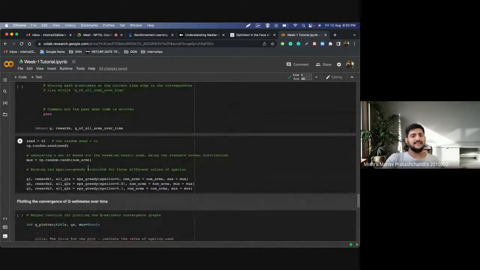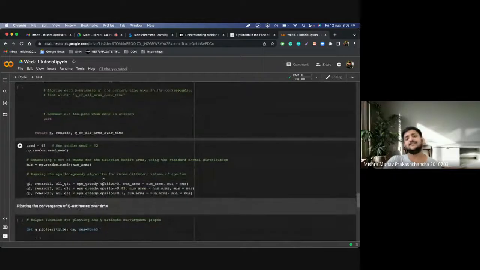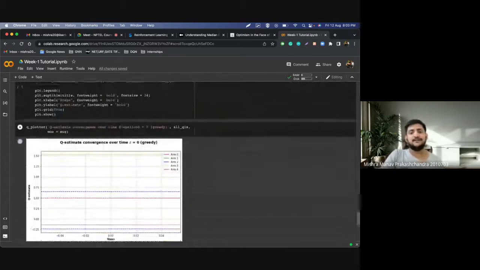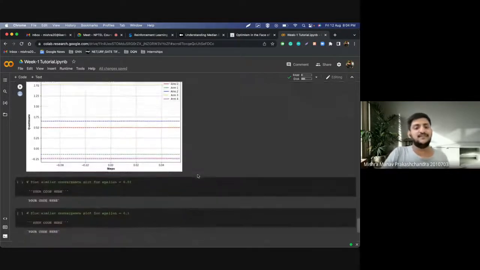Now, you run the epsilon greedy algorithm. After you fill in this function, you execute this code, which will run the epsilon greedy algorithm. Next, you plot whatever estimate you have gotten. Because all the Q values are initially estimated, they are all zero. If you write your own code and execute it, you see that with the number of steps, the Q value should slowly converge to the true mean value.